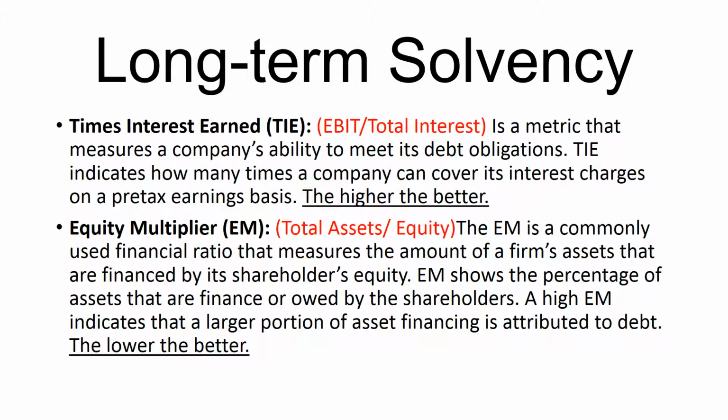The second ratio we're going to be using is the equity multiplier. Equity multiplier is a commonly used financial ratio that measures the amount of a firm's assets that are financed by shareholders' equity. Equity multiplier shows the percentage of assets that are financed or owned by the shareholders. A high equity multiplier would indicate that a large proportion of assets financed is attributed to debt. So the lower the equity multiplier, the better.